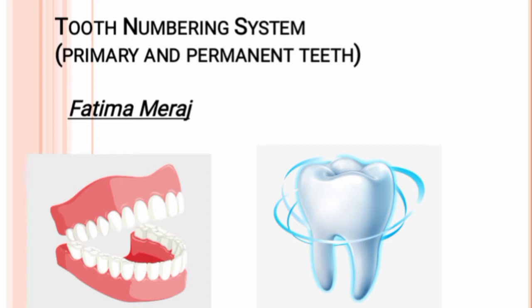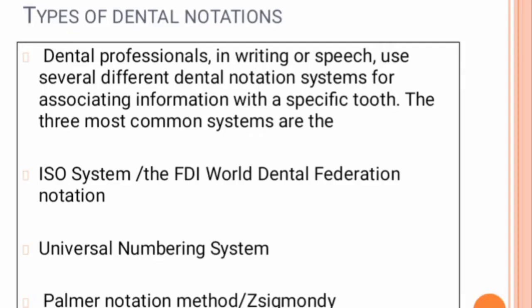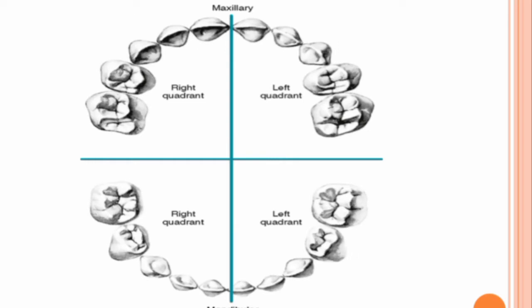So we are going to discuss some systems. There are three systems that are most commonly used worldwide, and the first one is the FDI. The full form of FDI is the Federation Dentaire Internationale, which is also called the ISO system. The second one is the Universal Numbering System, and then the Palmer Notation System, which is also called the Zsigmondy Notation System. FDI is most commonly used in the US. I'm not going into the detail of who discovered these systems, just going through them thoroughly.